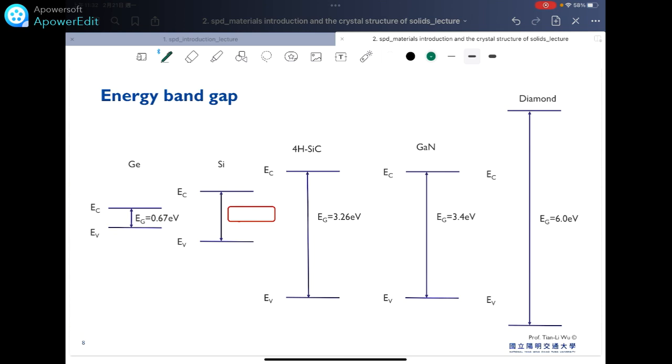Okay, so now we introduce a concept related to the band gap. The band gap is also very important because later on, we will use the band gap, the band diagram, to analyze our device.